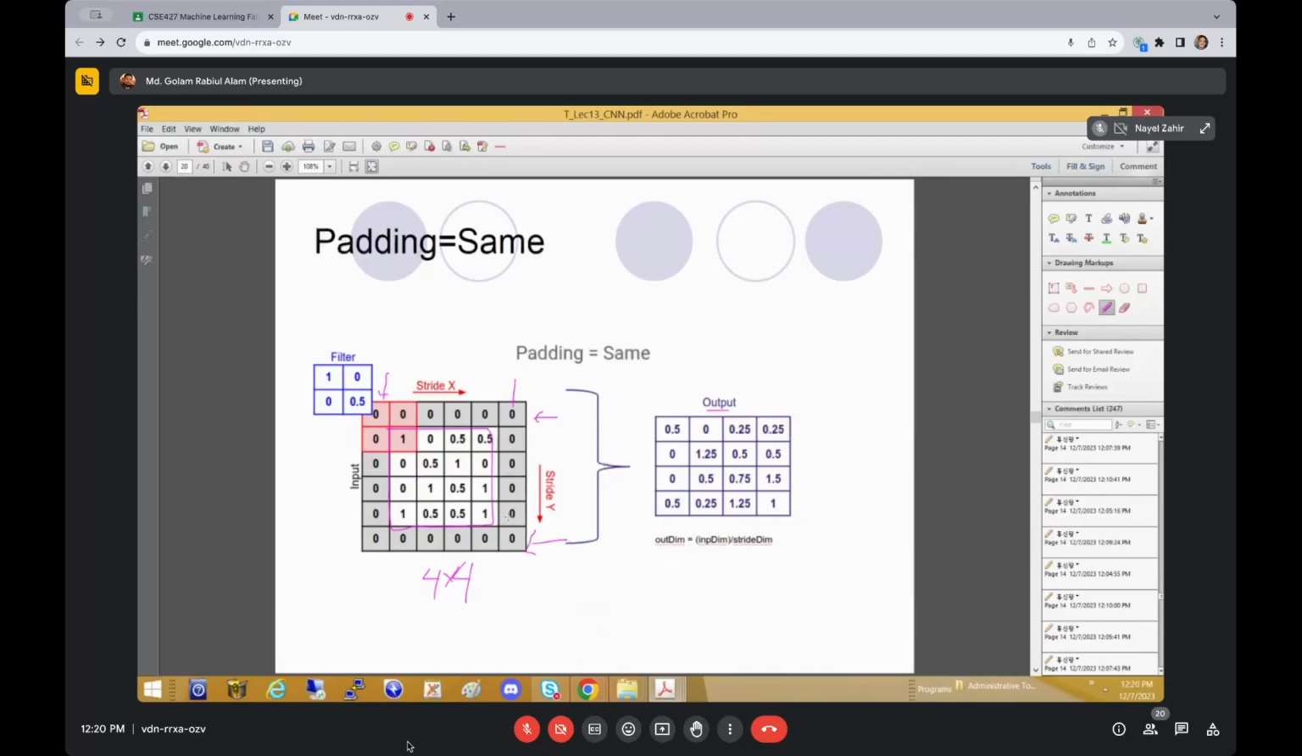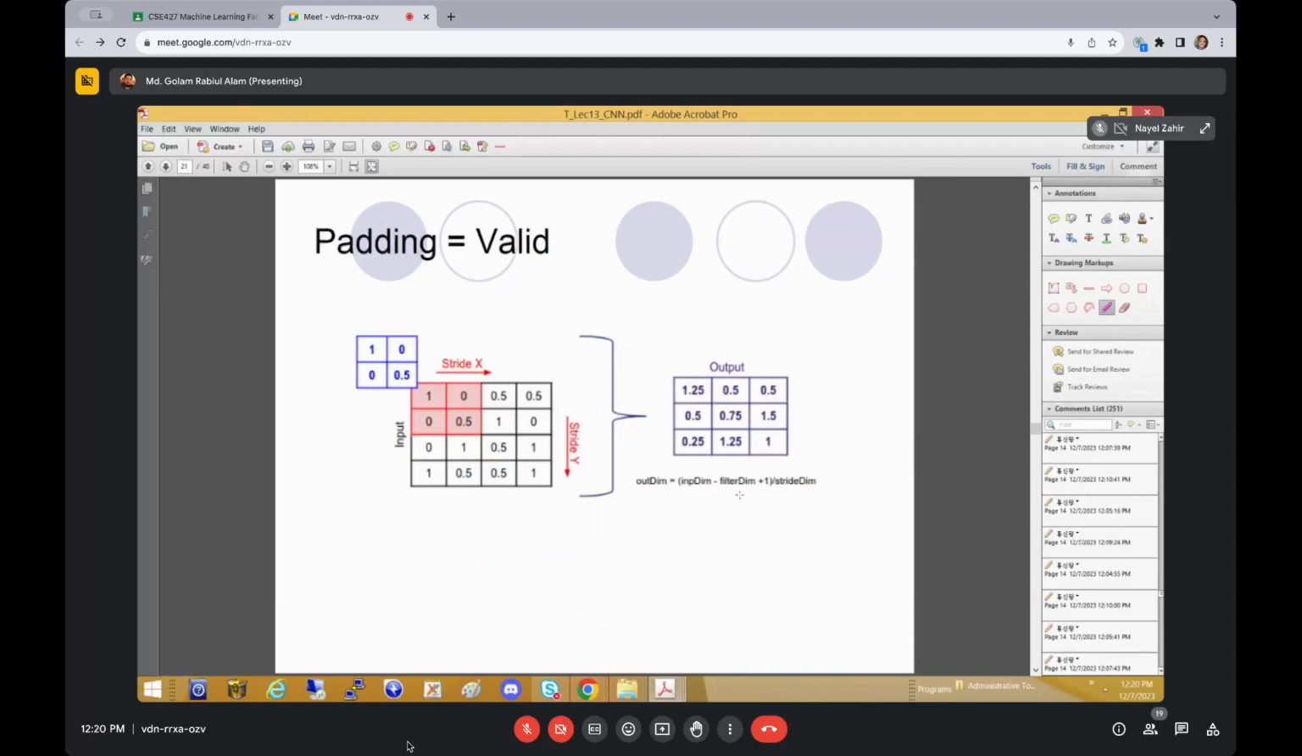We have added those, and after that we can see the filter size is 2 by 2. If we apply the convolution here, like 0 times 0, 1 times 0, 0 times 0, and here 0 times 0 and 0.5 times 1, we will get 0.5. Here is the 0.5. In this way we will get this output. That is for the case of the padding same.